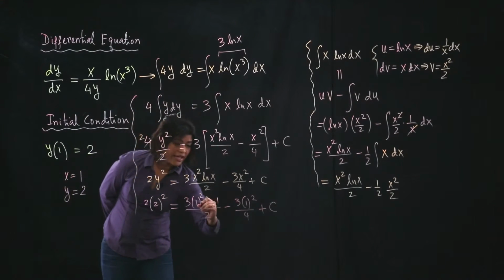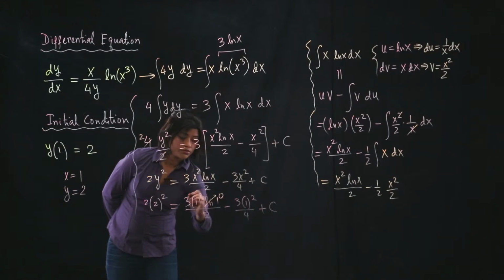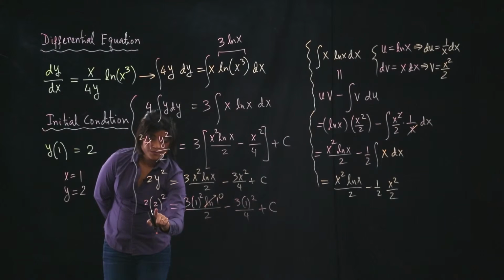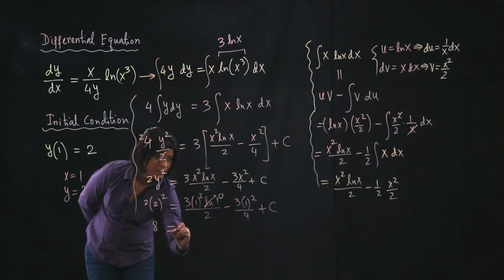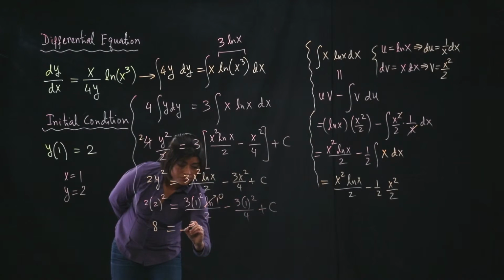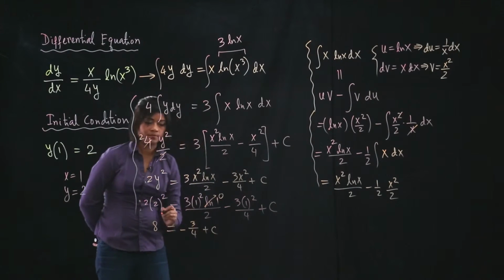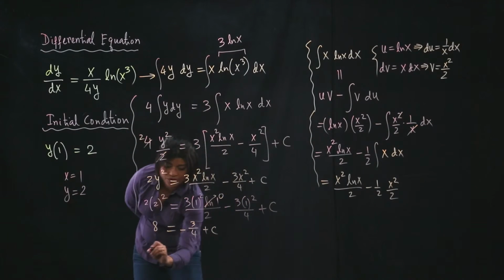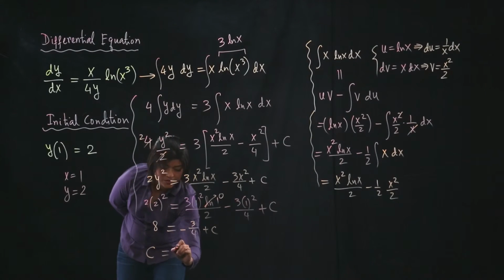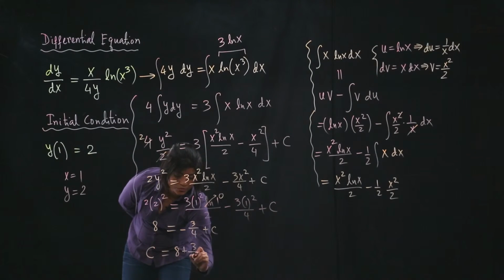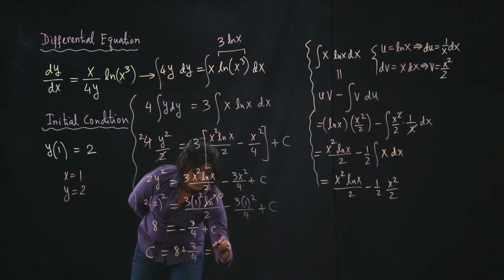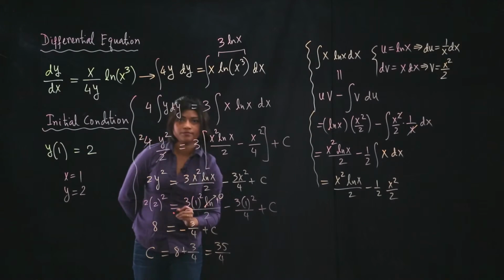Okay, note natural log of 1 is 0. So this term will become 0. So we will have 2 squared is 4 times 2. We have 8 is equal to, this is 0, so we'll have a negative 3/4 plus c. Okay, this gives you c is equal to, just take the negative 3/4 on the other side, 8 plus 3/4. So 4 times 8, that's 32 plus 3, 35 divided by 4.